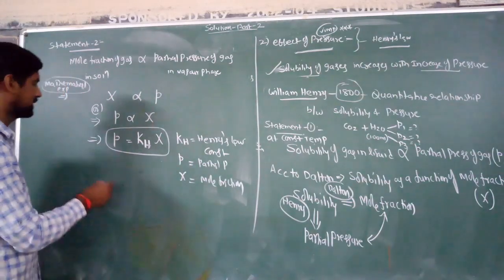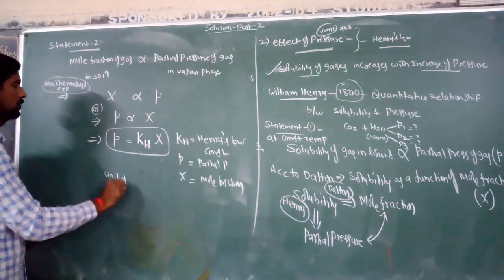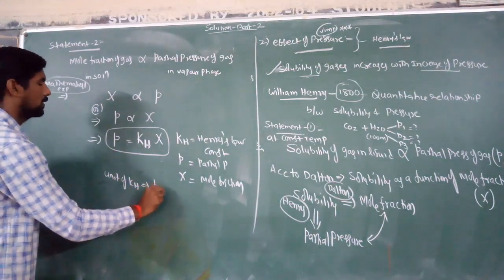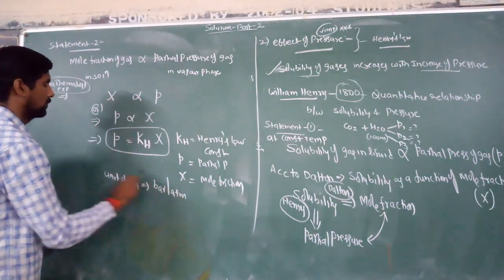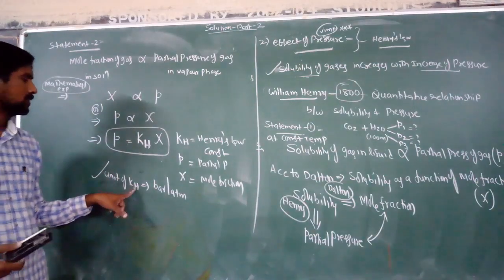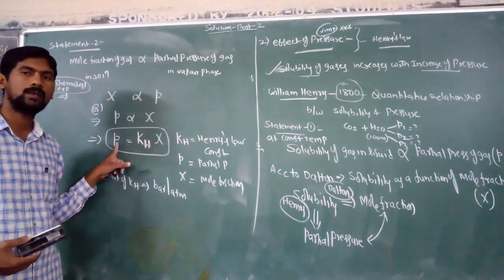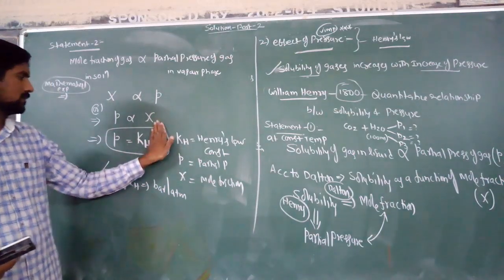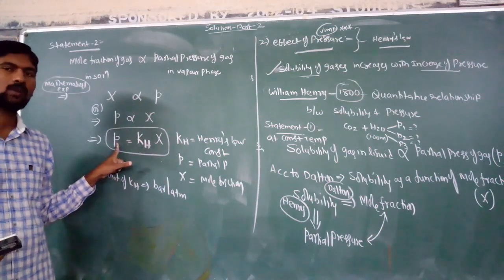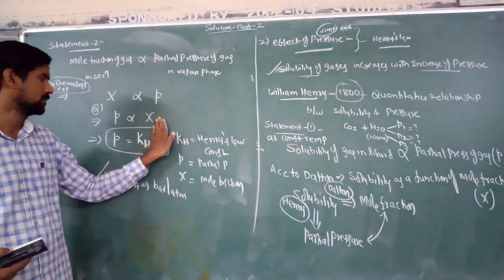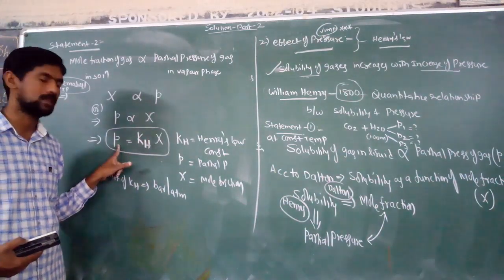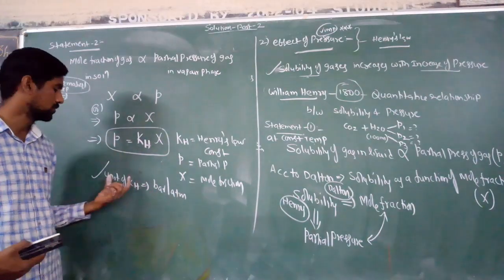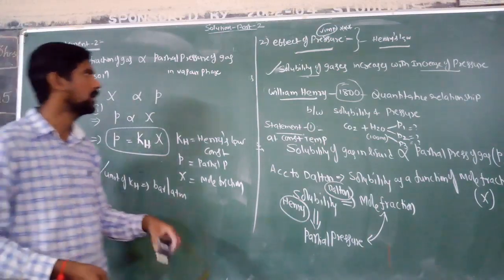What is the unit of KH? KH has the same unit as pressure, bar or atmosphere, because mole fraction has no units. Mole fraction has no units. Then the unit of KH is equal to pressure. So what is the unit of pressure? Either bar or atmosphere. So the unit of KH is bar or atmosphere.